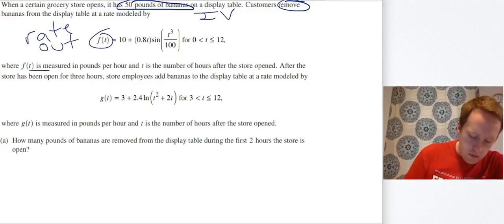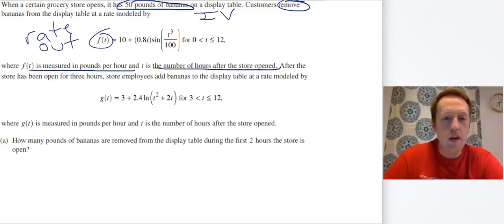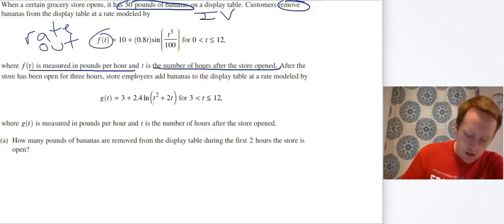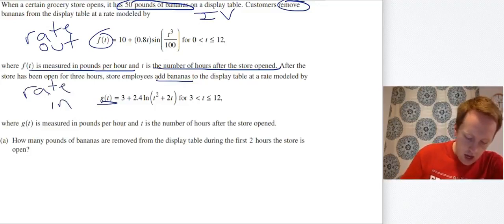Units are always important. F of t is measured in pounds per hour. T is the number of hours after the store opened. Then in the next line, we see that the store employees are adding bananas. G of t, that means this is my rate in to the system. And here are the units. They're the same as f of t.